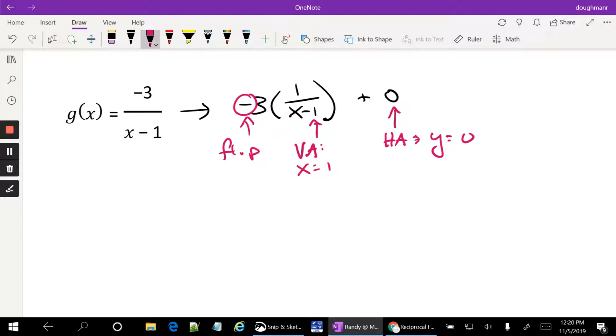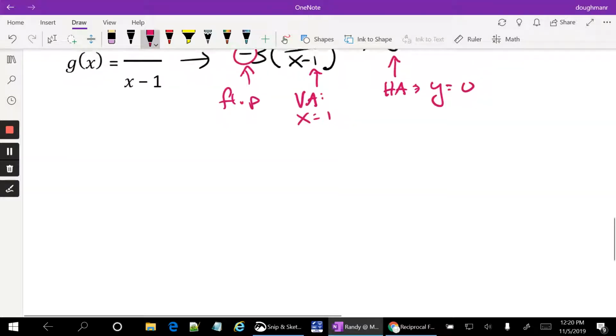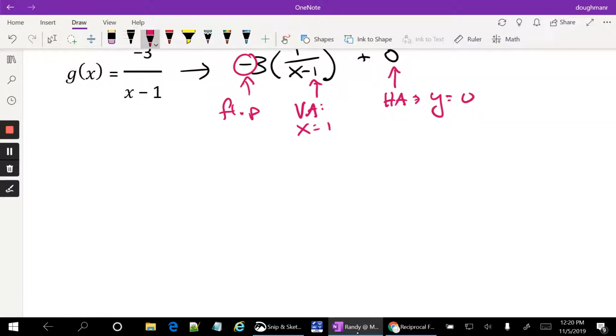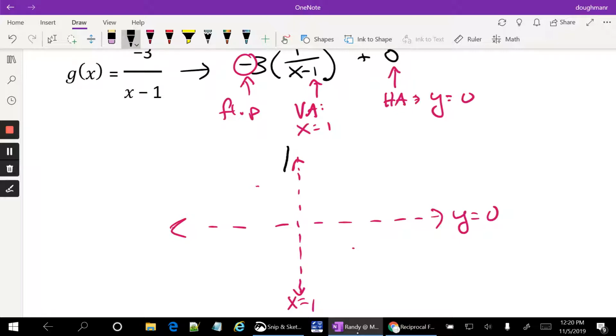And I know that I have a stretch here, but that negative sign right there means the graph flips. So if I just want to sketch that, all I'm going to do is sketch the asymptotes. So here's the vertical asymptote, x equals 1. Horizontal asymptote, y equals 0. And because the graph flipped, I know that my graph is going to be in the second quadrant and the fourth quadrant.